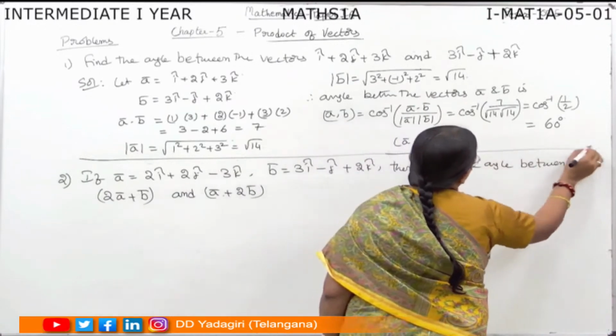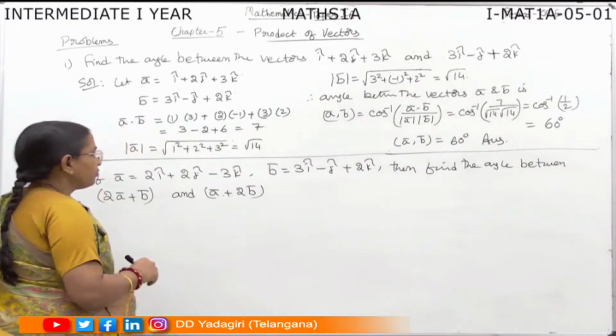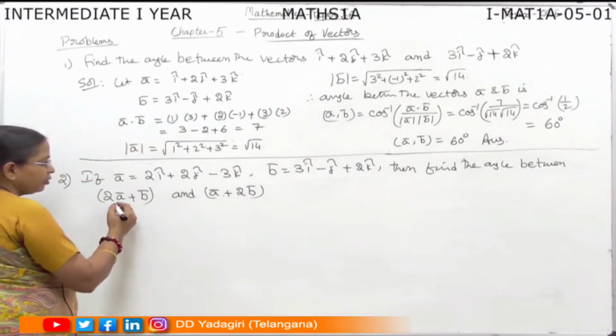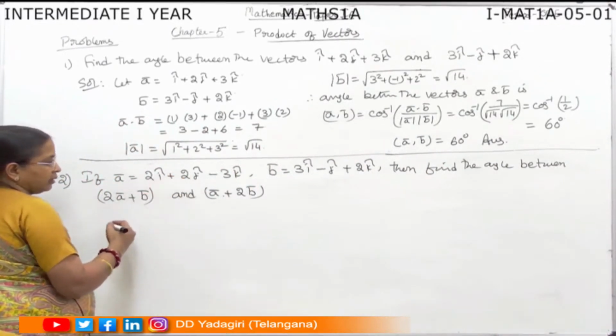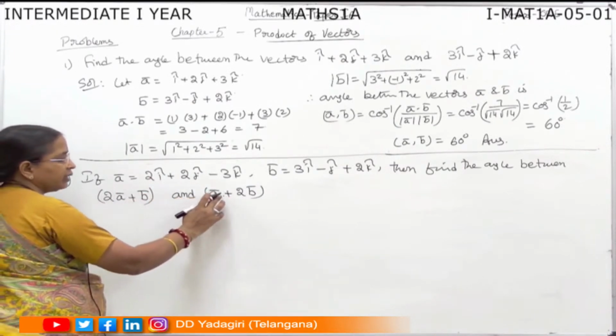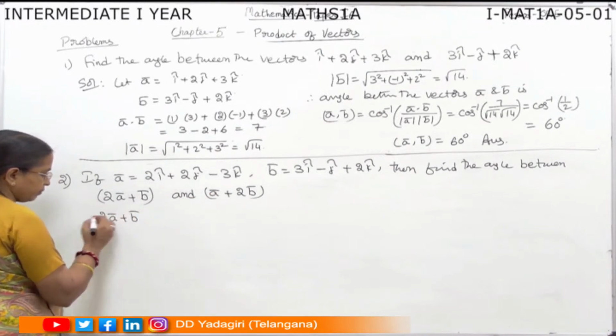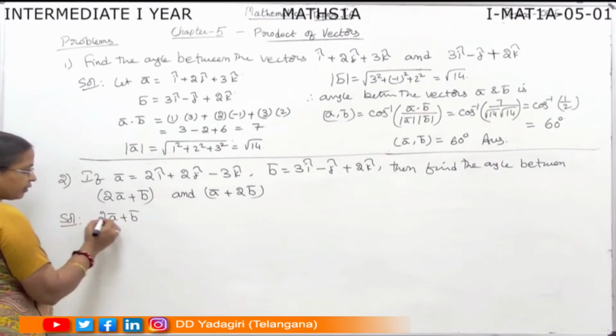So this is your answer. Like this we find the angle. This type of problem is very important for 2 marks. Now A and B are given. You must find the angle between the vectors 2A plus B and A plus 2B. So first we'll find the 2A plus B vector.